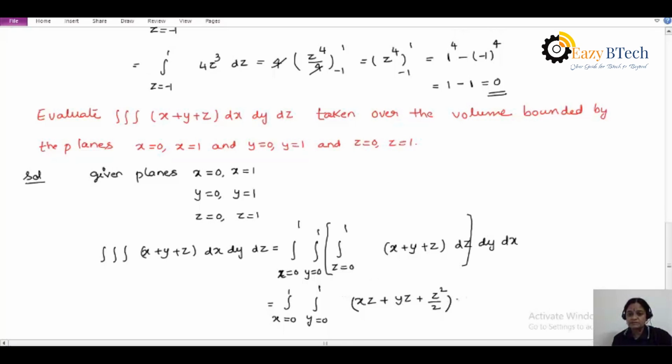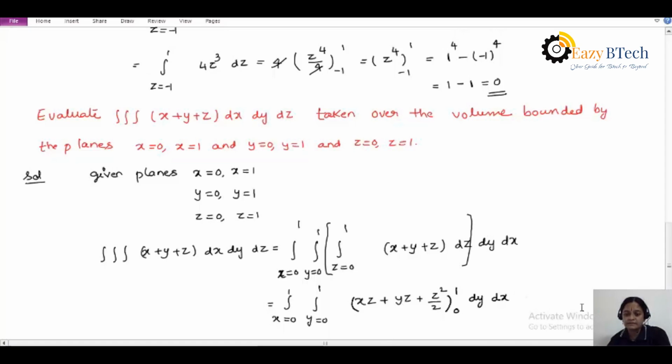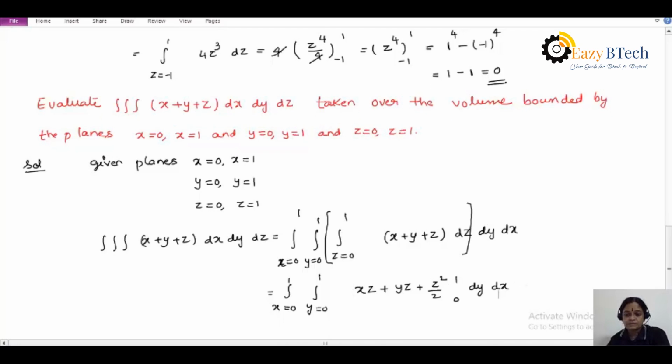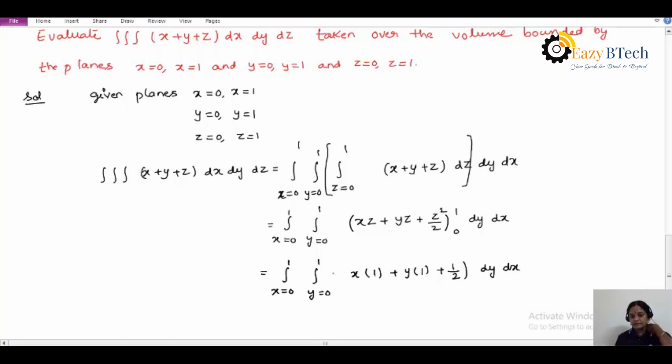So xz plus yz plus z square by 2 within the intervals 0 to 1, dy and again dx. Okay, now substituting the limits of z at first. Integral x is equal to 0 to 1, integral y is equal to 0 to 1. For z only substitution: y into 1 plus 1 by 2, and next integration is dy dx.